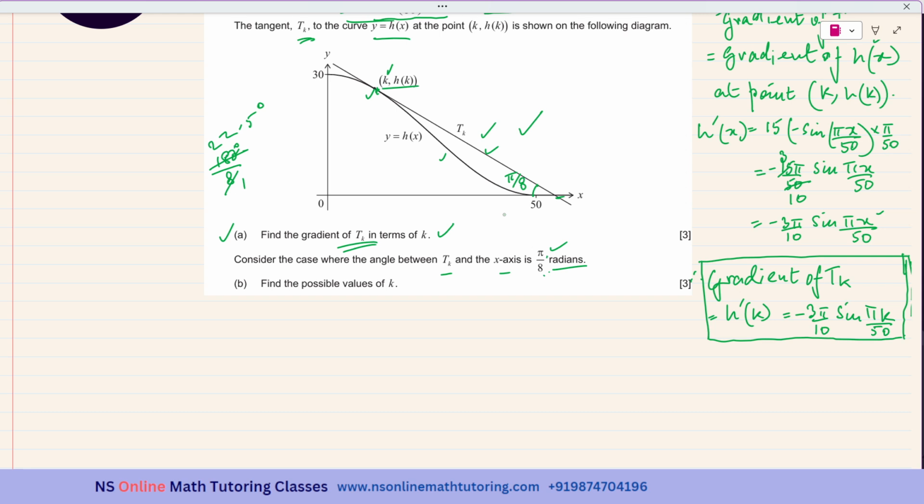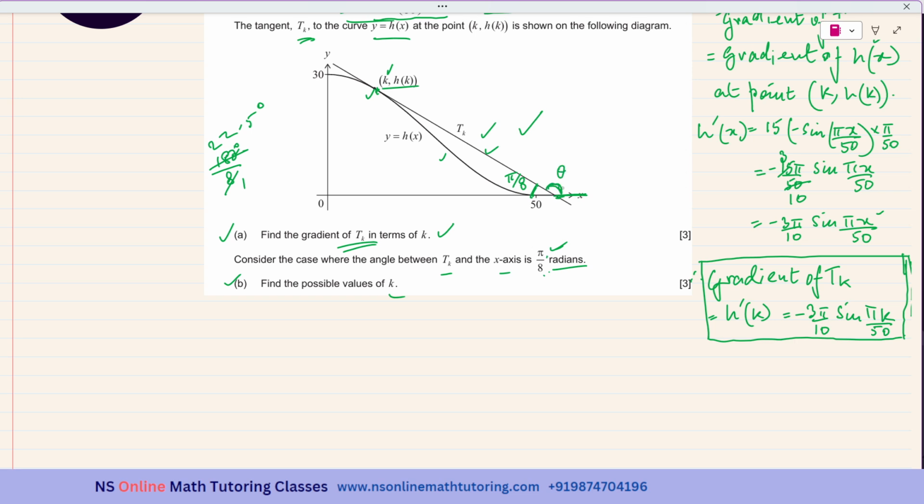Part B's question is: find the possible values of k. Since they have given this angle, we can think about the gradients, because otherwise, what is the significance of giving this angle? And what is the trigonometric formula for the gradient of a line? It is the tan of the angle between the line and the positive side of the x-axis. So this is the angle.